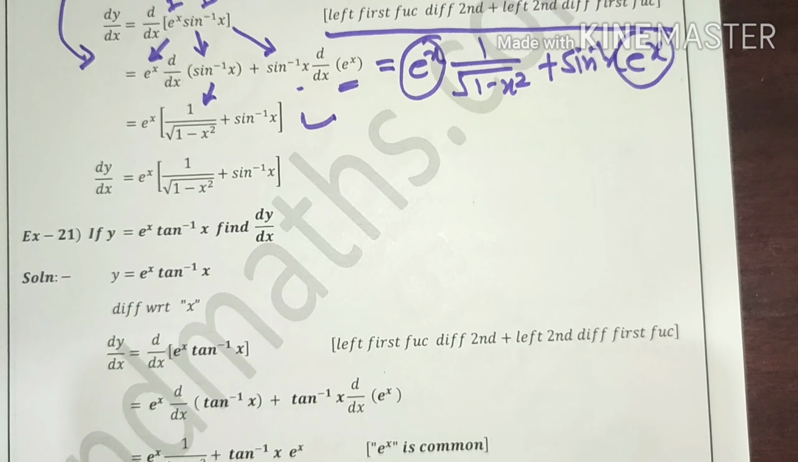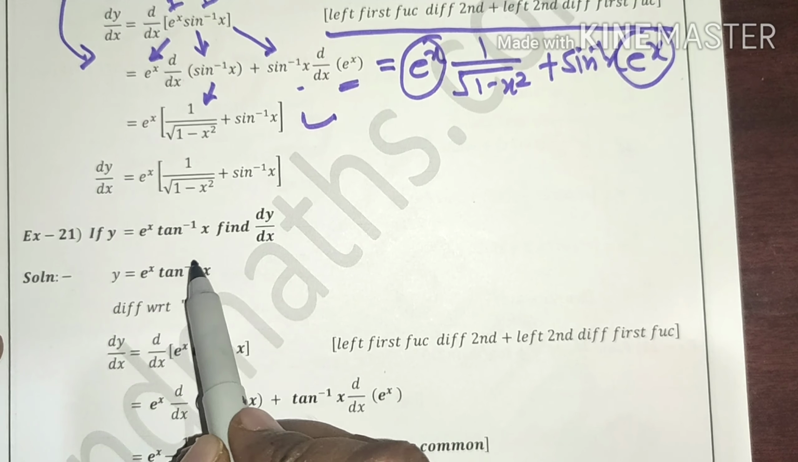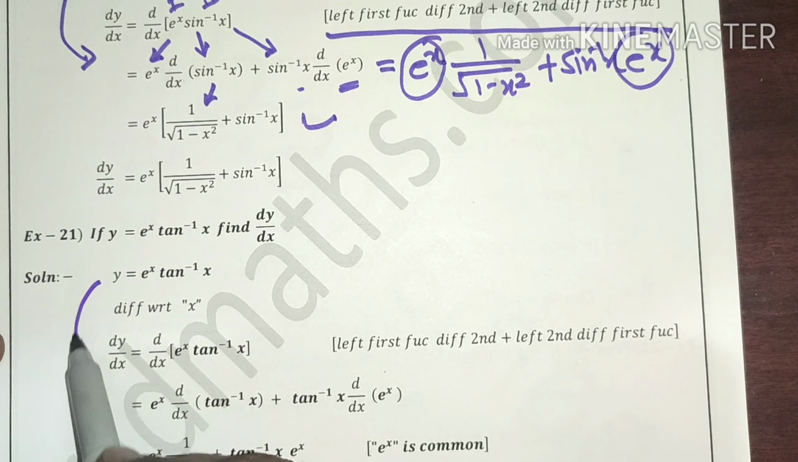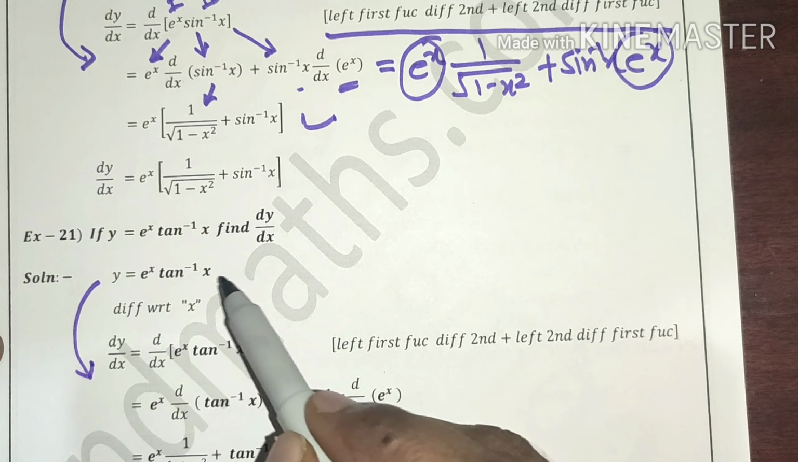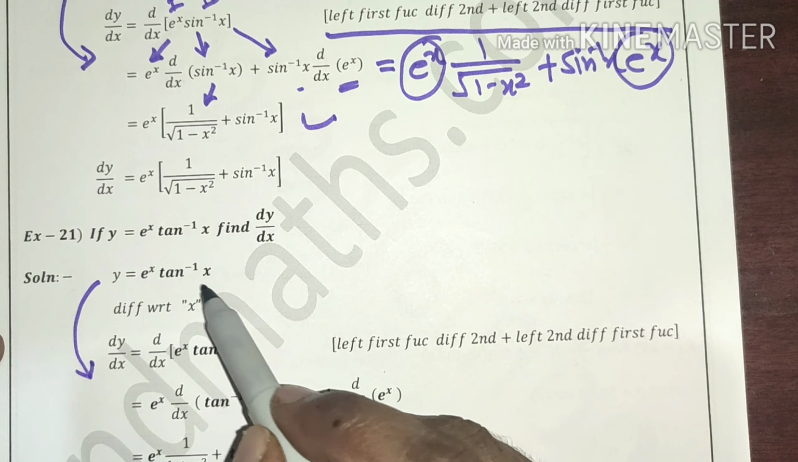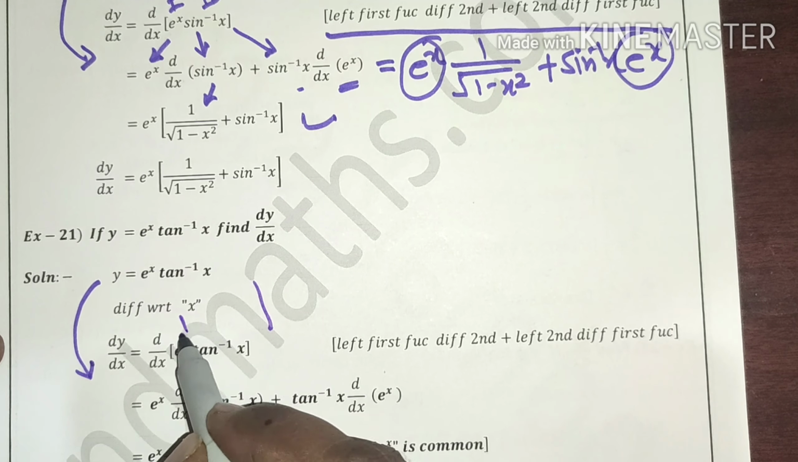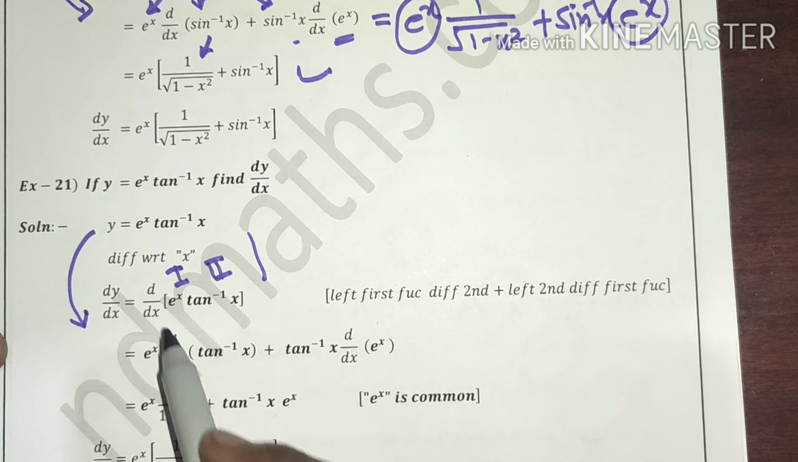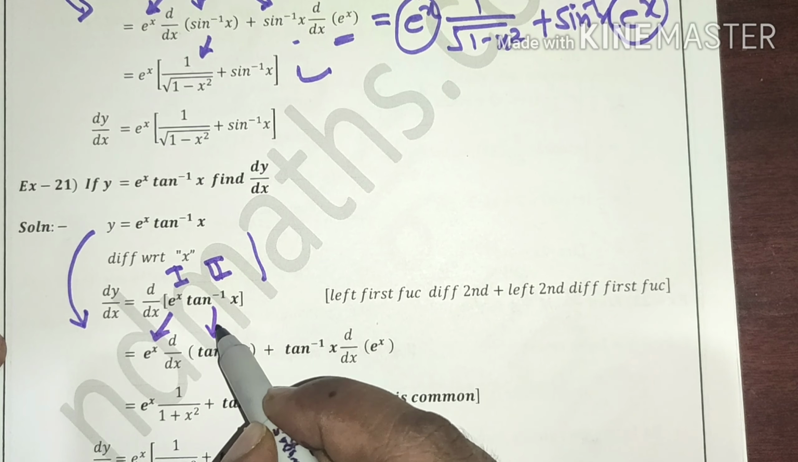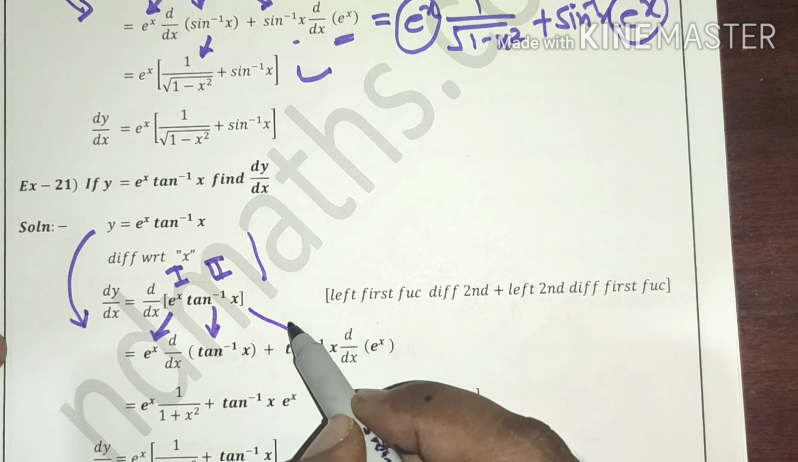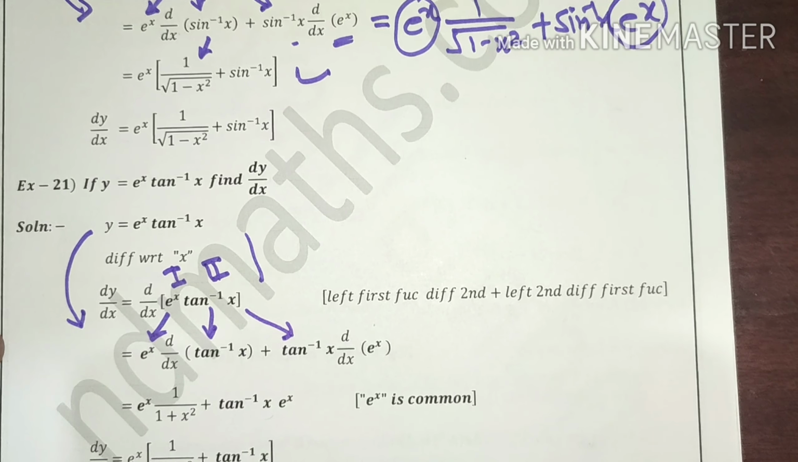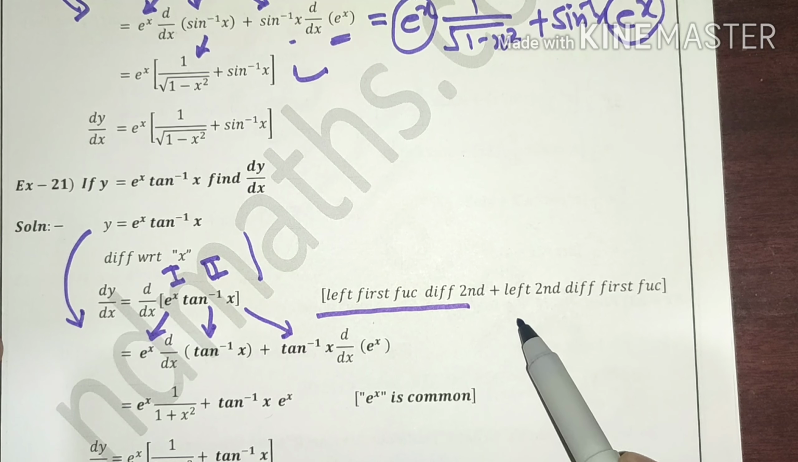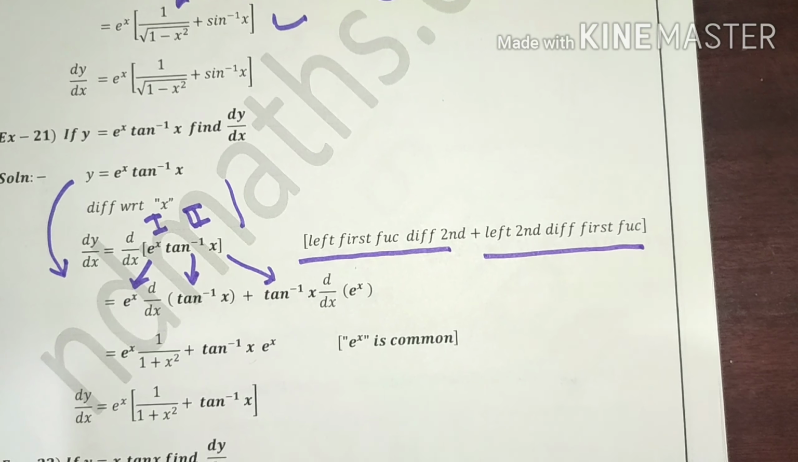See example number 21. y equal to e raised to x tan inverse x, find dy by dx. Differentiate with respect to x. As we know that the derivative of y is dy by dx of e raised to x tan inverse x. e raised to x is the first function, tan inverse x is the second function. So we'll have the first function, take the derivative of the second, plus we'll have the second function, take the derivative of the first. See, our rule is: leave the first function, differentiate the second, plus leave the second function, differentiate the first.